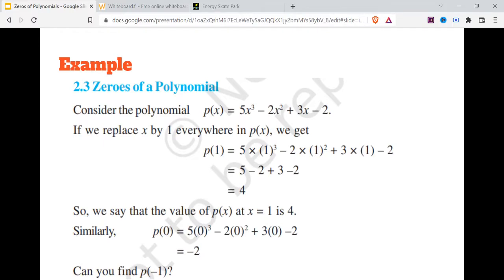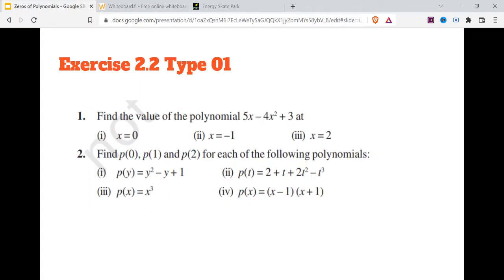So firstly, in this lecture, I will try to show you with one example what the zero of a polynomial is and how we can find it, and then we will go about doing some sample questions, so that you get the basic clarity about that.